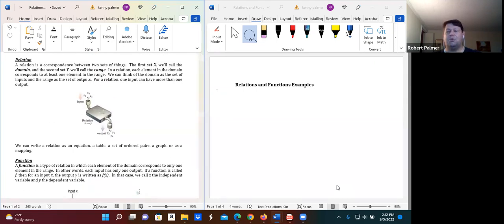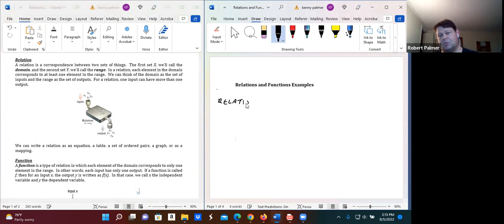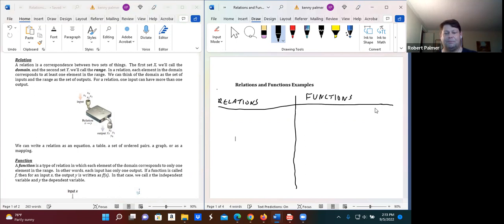So let's look over here to the right at some examples of functions and relations. On the left side, I'm going to create a set of relations. And then on this side, I'm going to make a similar, related set of functions. This will help us to understand how functions and relations can be written, and also the differences between them.